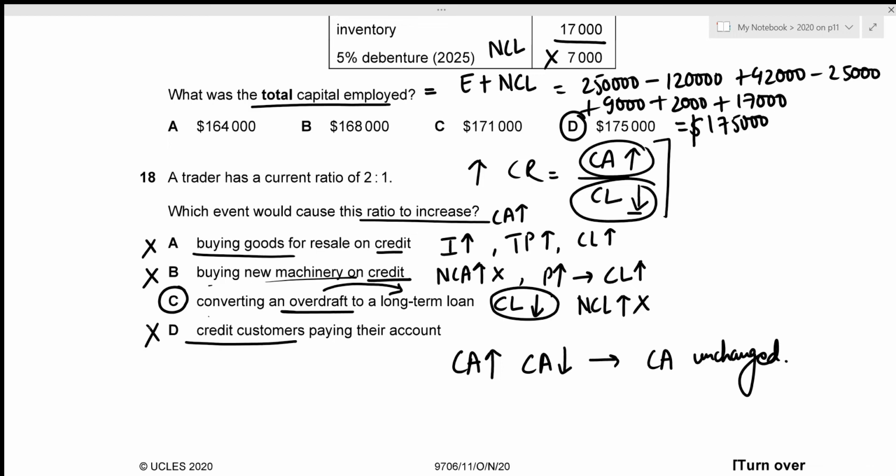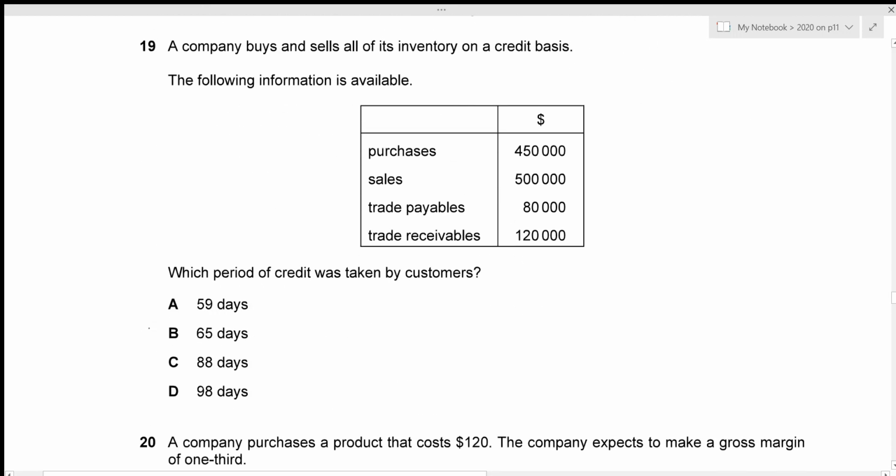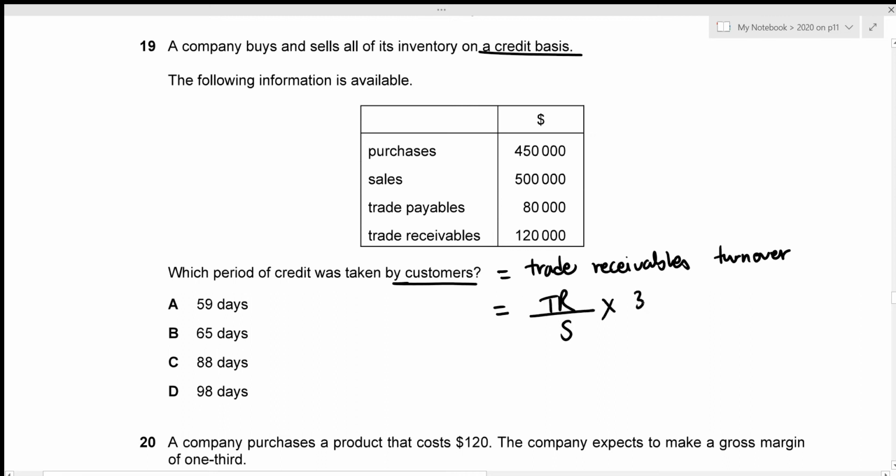Now we can move towards question number 19. A company buys and sells all of its inventory on a credit basis. Then the following information is available. We need to figure out which period of credit was taken by customers. Okay, so we are talking about customers' period of credit, which is basically trade receivables turnover. We just need to figure out trade receivables turnover in days, and the formula is trade receivables divided by sales value times 365 days.